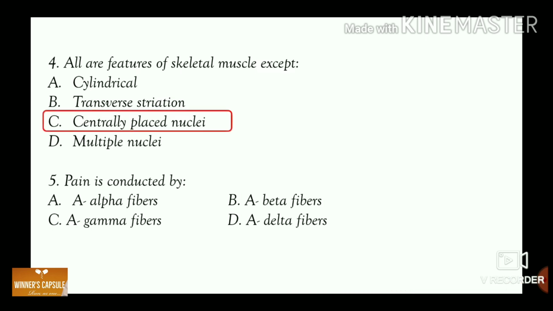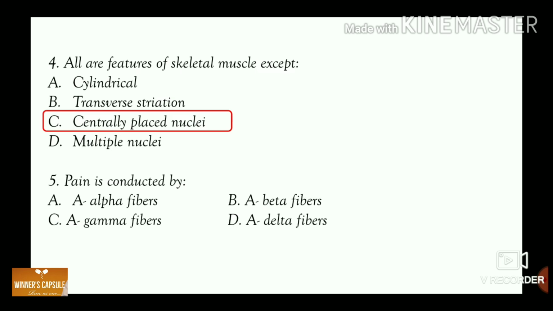Centrally placed nuclei. So skeletal muscles are striated muscle. It's a voluntary muscle. It is supplied mainly by the somatic nerves. It's cylindrical in shape. It contains multiple nuclei. So except centrally placed nuclei, rest all are the features of skeletal muscle.